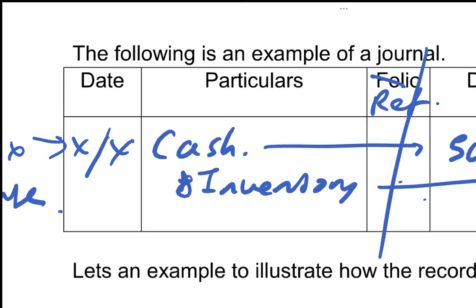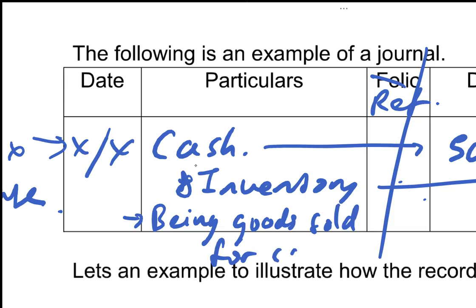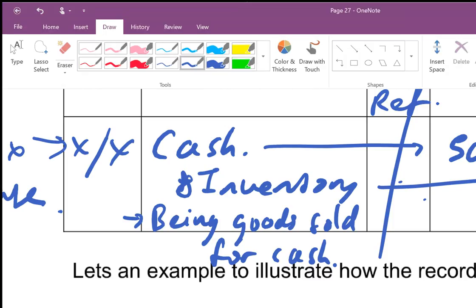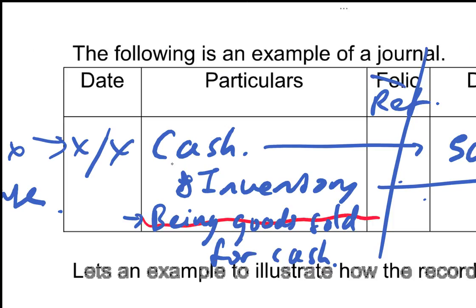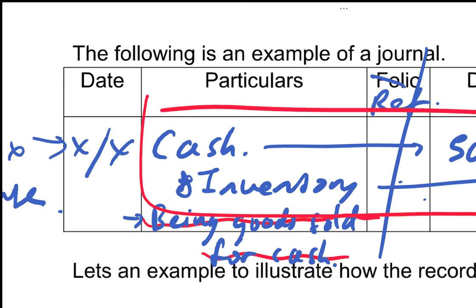For the narration here, many people like to start with the word being. Being goods sold for cash. You can write like that. It's fine. Now let me ask you, you think exam will ask you for narration? Answer is, no. Exam they won't ask you for narration. The only thing that you will get in the exam is, please write the double entry. That's all. However in practice, when you prepare the journal entry, you actually write down the narration.